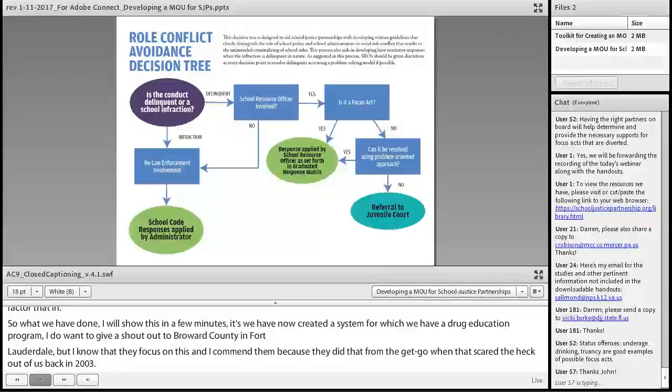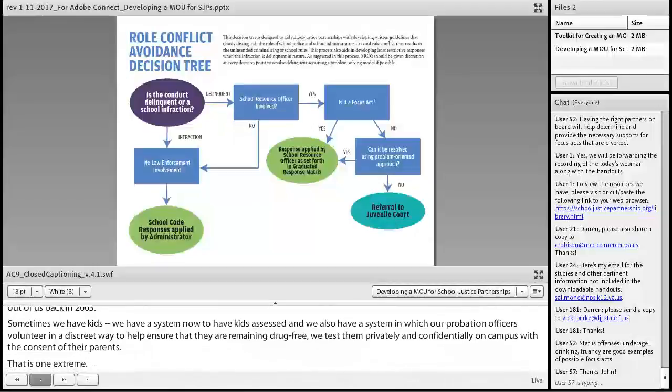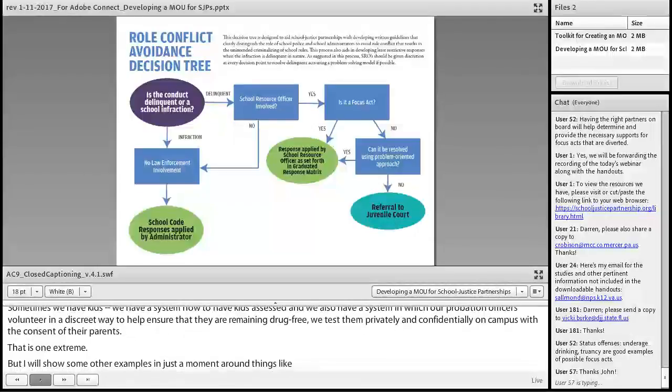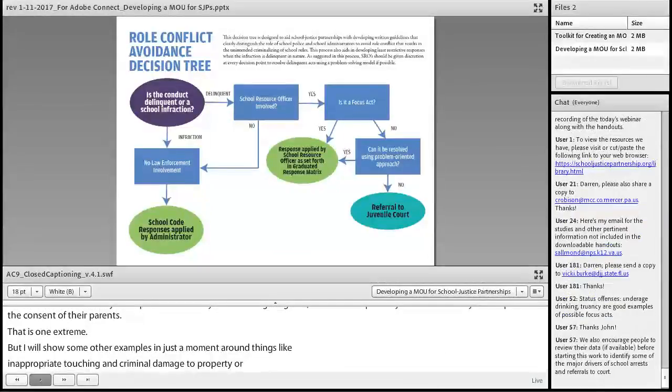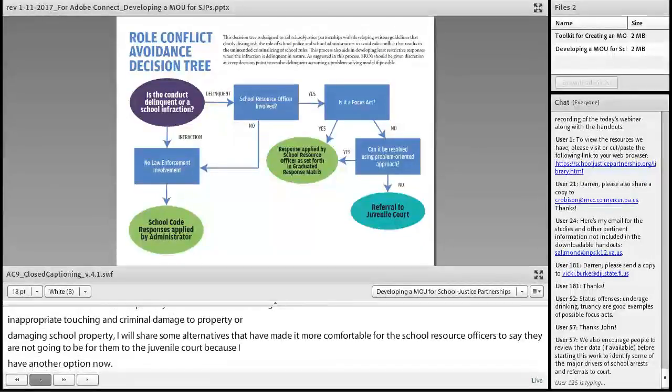But then I'm going to show some other examples in just a moment, around things like inappropriate touching and criminal damage to property or damaging school property. I'm going to show some alternatives that have made it more comfortable for the school resource officers to say, no, I'm not going to refer this to the juvenile court because I have this option now. What my school resource officers tell me is they feel they're actually contributing. They feel they're actually doing good because they now have something they can talk to the parent about, they have a resource and they're part of sharing that resource, and that empowers them. After all, they are called school resource officers. It's up to us to give them the resources.